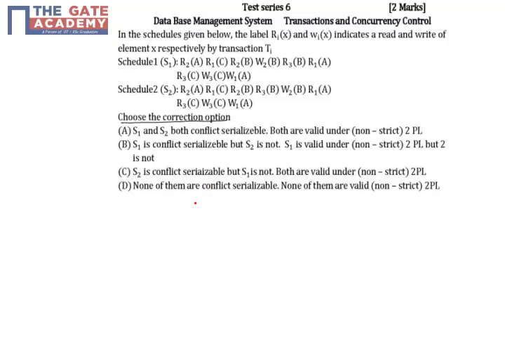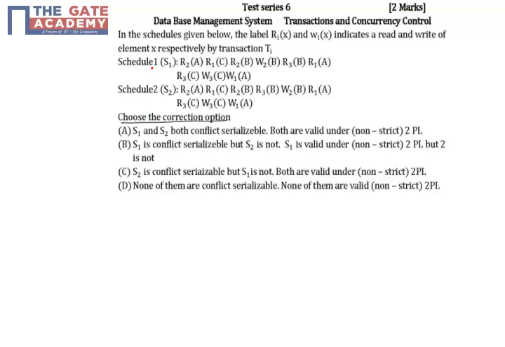We say that a schedule S is conflict equivalent to schedule S prime if schedule S can be transformed into schedule S prime with a series of swaps of non-conflicting operations. We say that a pair of operations is conflicting if they are from different transactions, access the same item, and one of them is a write operation.